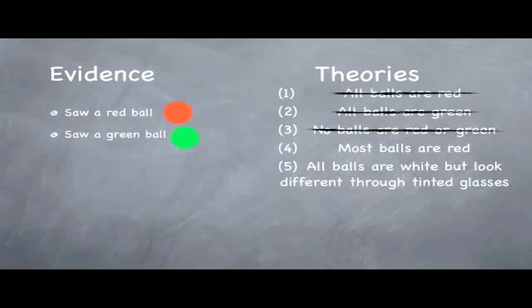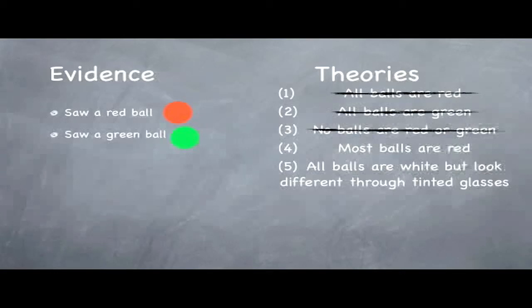Now what about the second theory? Well, we saw a green ball, all balls are green. There's no problem there. However, we don't really have to revisit it. Once a theory is contradicted by one piece of evidence, that's the end of it. It can't be right anymore because it contradicts the evidence. So we're just going to skip over number 2 and 3 entirely. Go on to number 4.